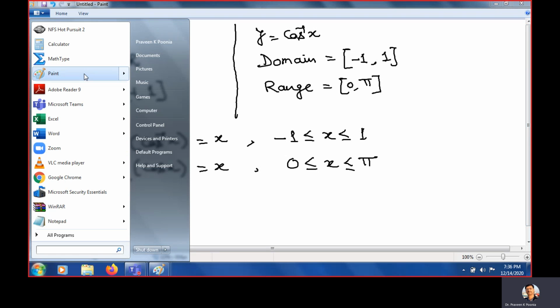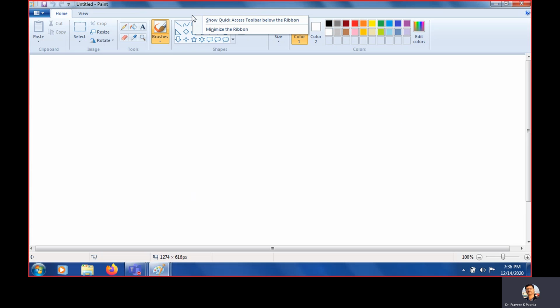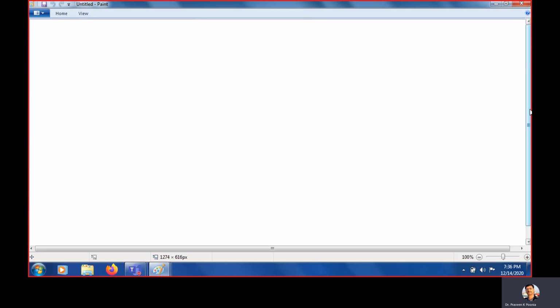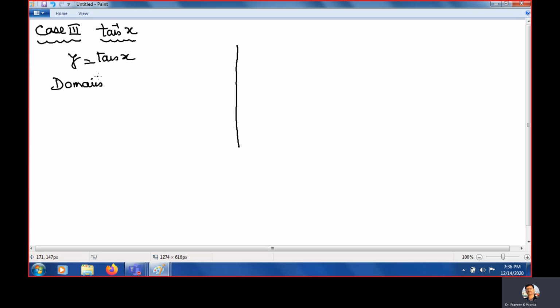Similarly, in the same way, we can study the tan inverse x also. So let us study case 3. Case 3. So we will take y is equal to tan inverse x, and the definition is almost the same as sine inverse x and cos inverse x. Clear? Only the change I want to explain to you is this. If you take y is equal to tan x, what is the domain?